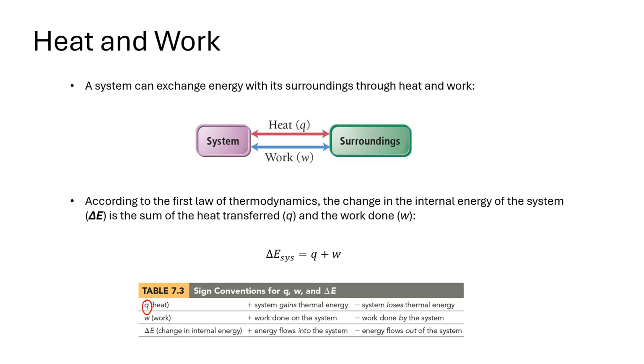So if a system gains thermal energy, where is it gaining it from? It's gaining it from the surroundings. Right? It had to get it from somewhere. And when Q is negative, the system loses thermal energy to the surroundings, right? So if the system's losing energy, the surroundings is going to come pick it up. So to the surroundings.